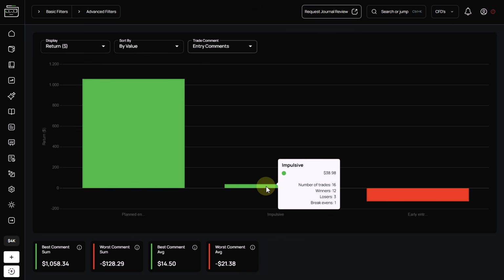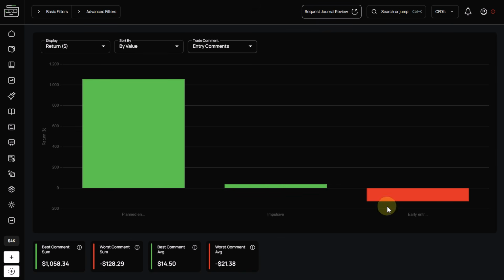So he has 16 trades with an impulsive entry and 6 trades with an early entry. And he has 73 trades with a planned entry. So this is a good ratio. Overall, it shows that the trader's trades are managed efficiently, or his trades are exited very well. Of course, you don't expect to have no mistakes in a trading approach.